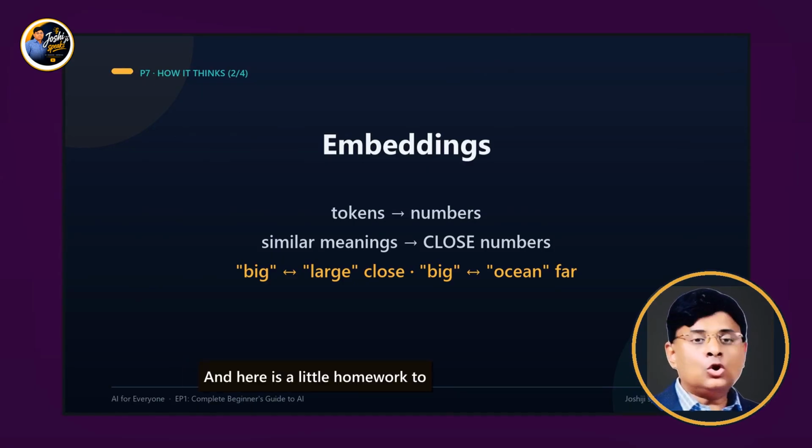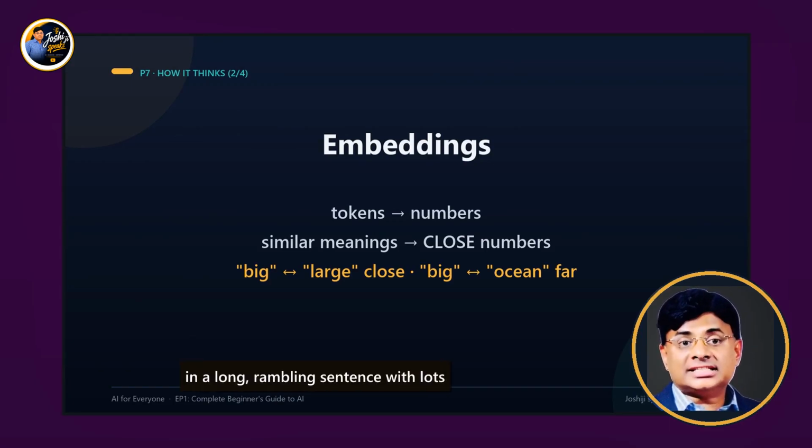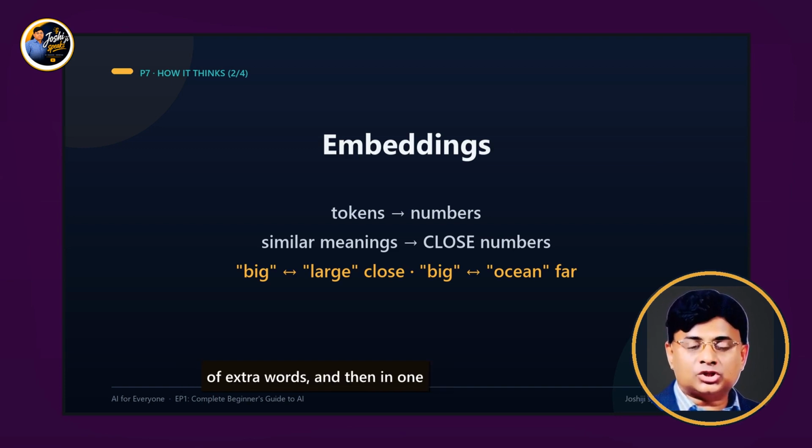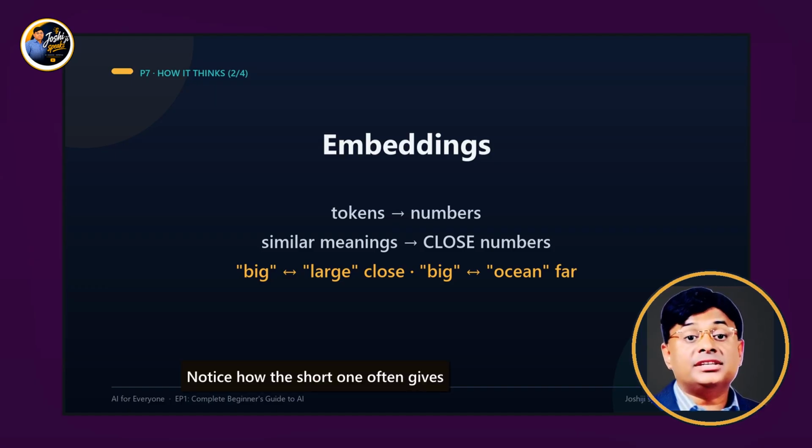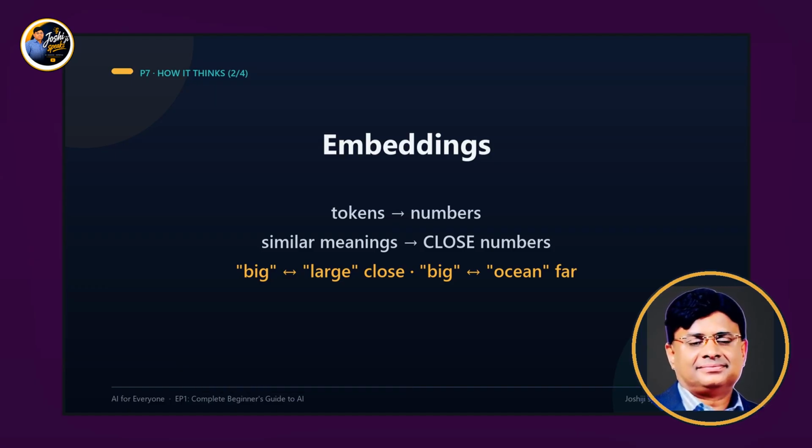And here is a little homework to let you feel today's lesson with your own hands. Open a free AI on your phone, and ask the very same thing in 2 ways, first in a long, rambling sentence with lots of extra words, and then in one short, clear sentence. Notice how the short one often gives a cleaner, quicker answer. That is tokens at work.